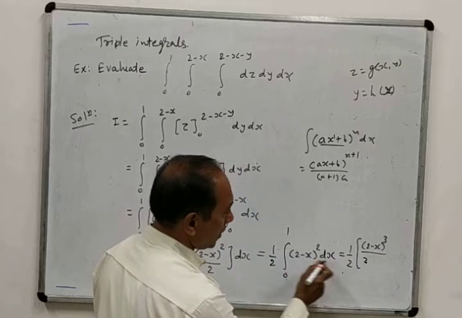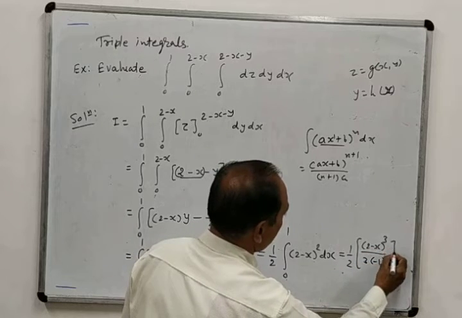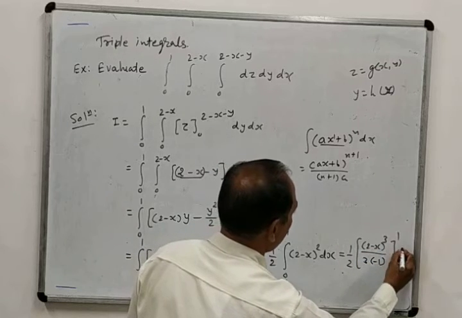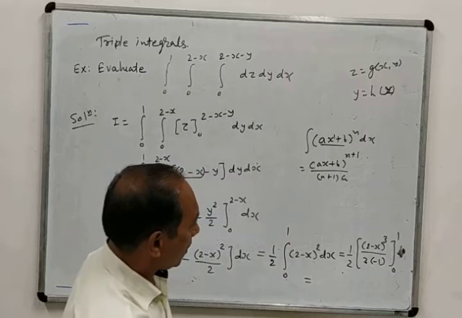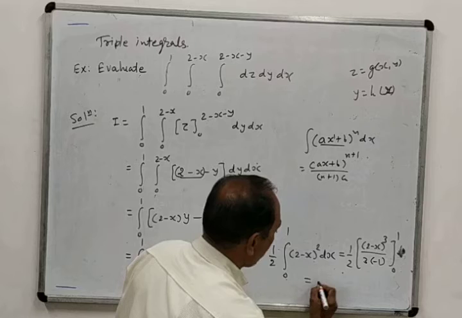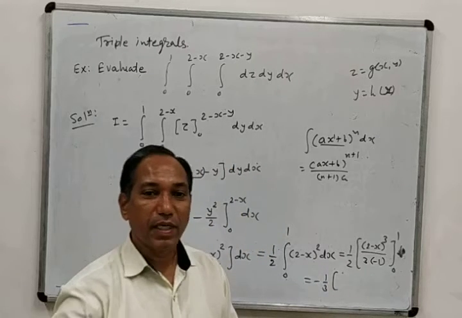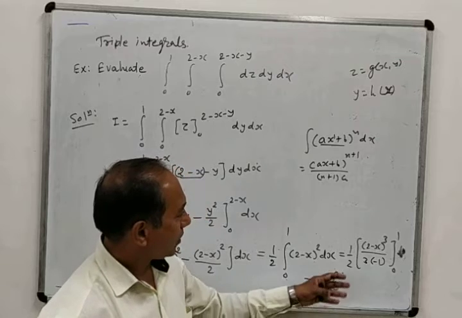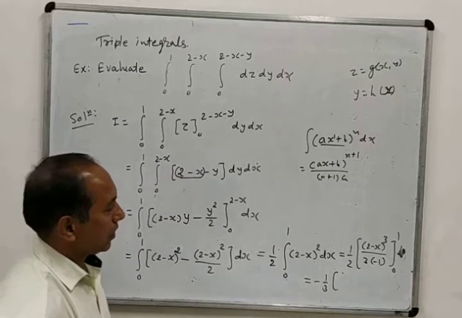Whole cube by 3, and the coefficient of x is minus 1. Okay, so 0 to 1 dx, no need to write down because the process is completed. So now I will take this minus 1 by 3 outside. If we take constants outside, then there is no confusion in writing the other terms.